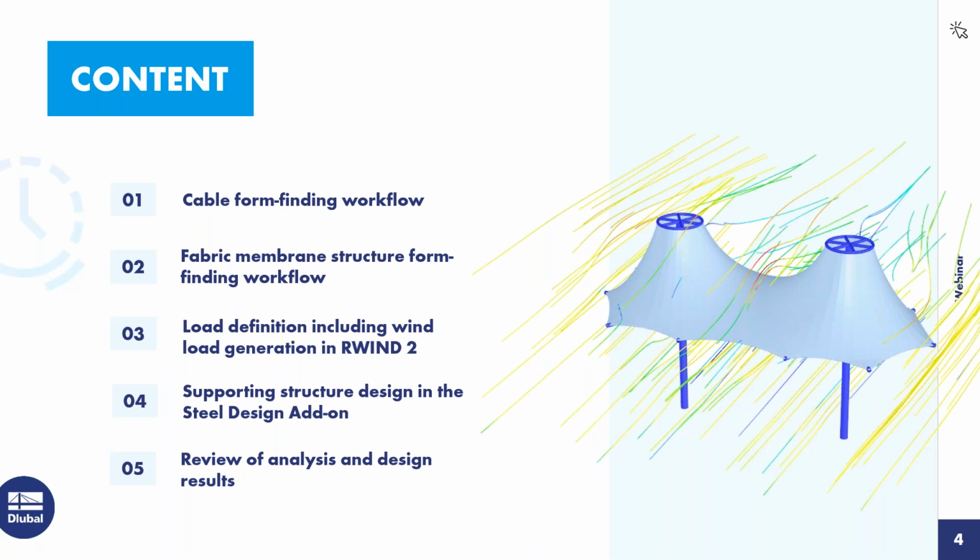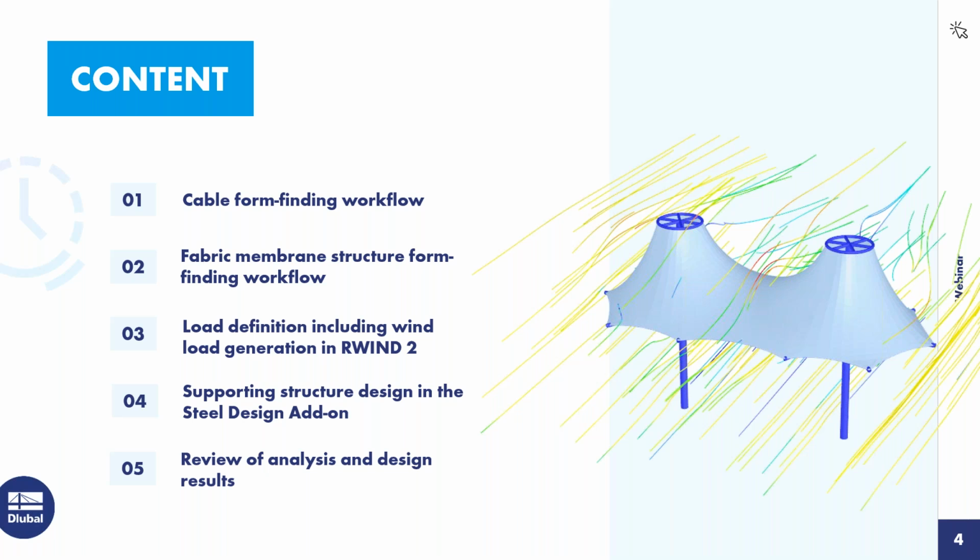So I want to quickly go over the content that we'll be covering over the next hour today. The first will be a simple example with a single cable element, and I want to explain the details of the form-finding workflow. This is a bit different than what we saw in RFEM 5, so we'll just start off with this simple example.